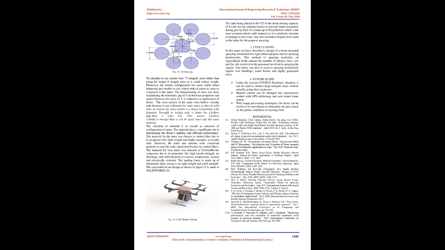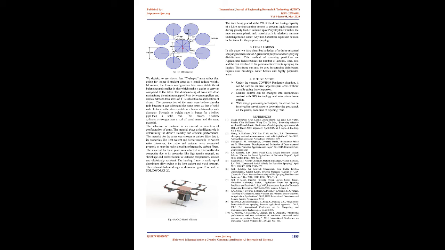The cross-section of the arms were hollow circular rods because they can withstand the same stress as that of solid rods. In torsion, the stress profile is a linear relationship with diameter. Strength to weight ratio is better for a hollow pipe than a solid rod. This means a hollow cylinder is stronger than a rod of equal mass and the same material.